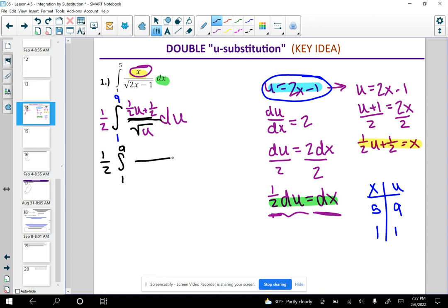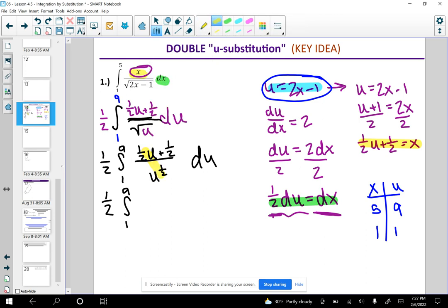Because the square root of u is u to the 1/2 power. And then I have 1/2 u plus 1/2 in my numerator, and all of that is du. So before I take the antiderivative of this, I'm going to break up this fraction here.